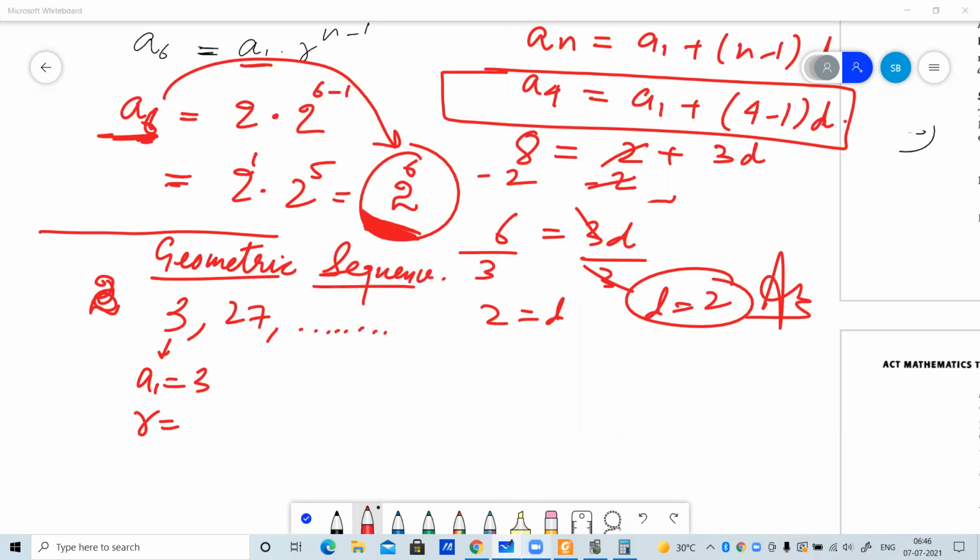Hello? Can you show me again the whole thing? Yeah, I'm just writing one more question. I'm writing the geometric sequence as 3, 27, and so on. So this is the geometric sequence, and because of this, I know that the first term is A1, that's 3, and how much will be the common ratio? 9. 9, correct? Can you calculate the fifth term?